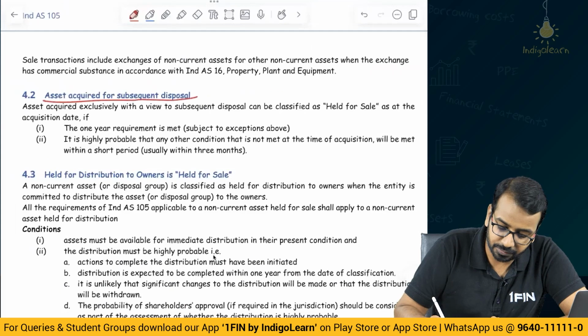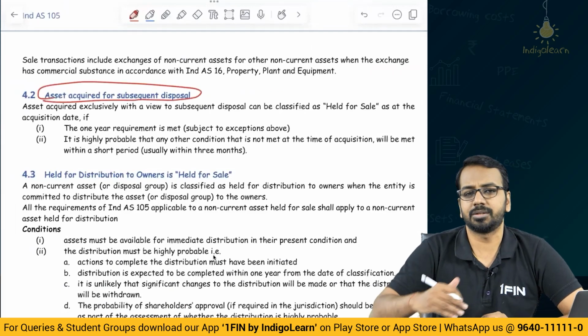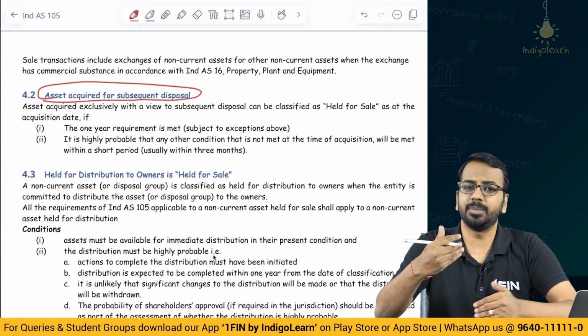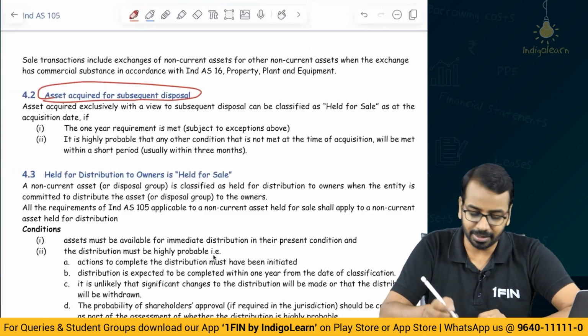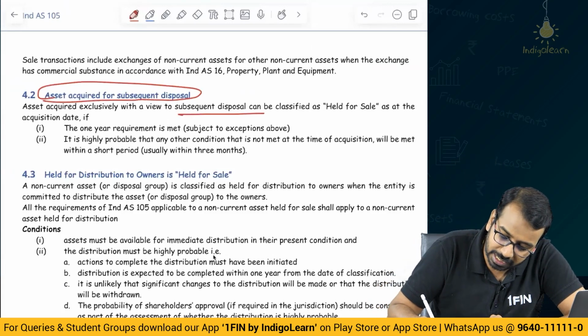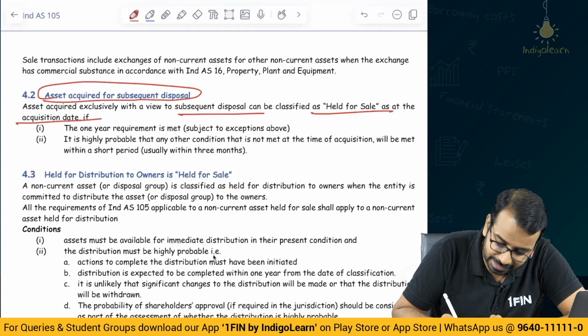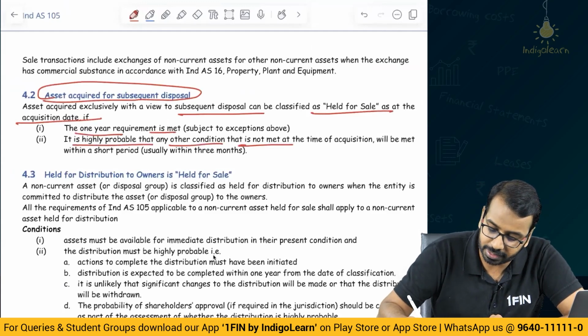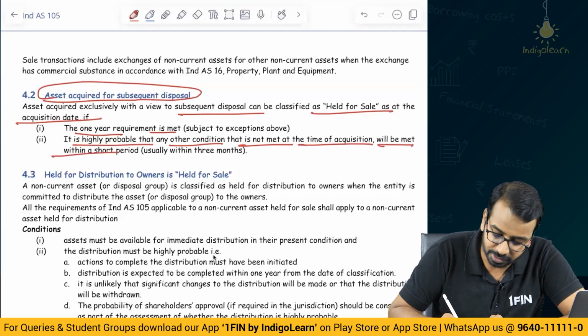Then, if there is an asset which is acquired for subsequent disposal, means you have purchased an asset, the objective is to dispose of it subsequently, immediately after you have acquired that asset, then you will classify that as held for sale as at the acquisition date itself, if the 1 year requirement is met and it is highly probable that any other condition that is not met at the time of acquisition will be met within a short period.